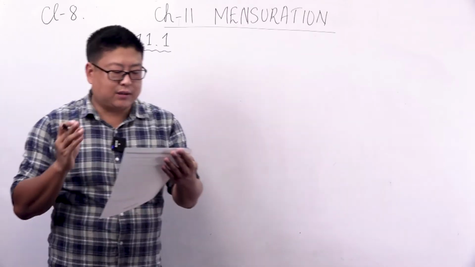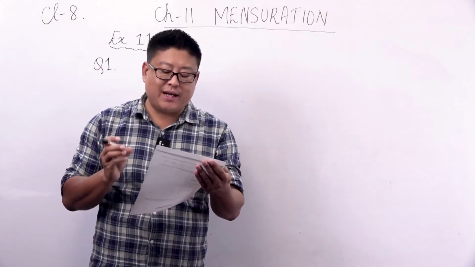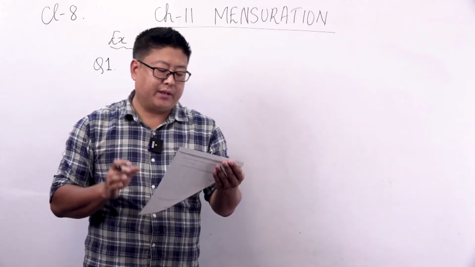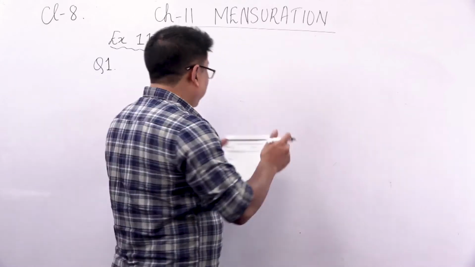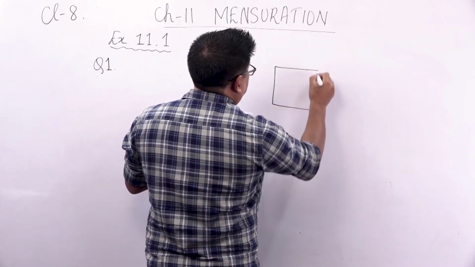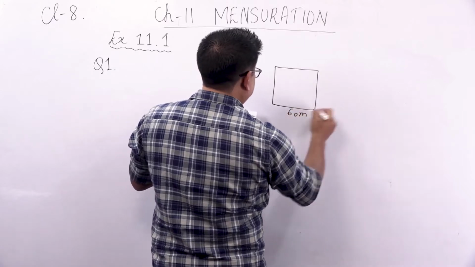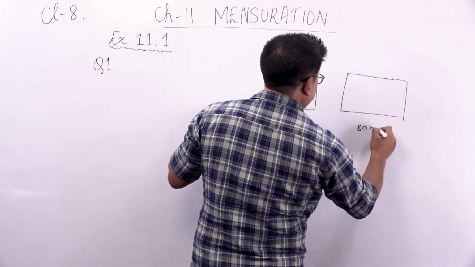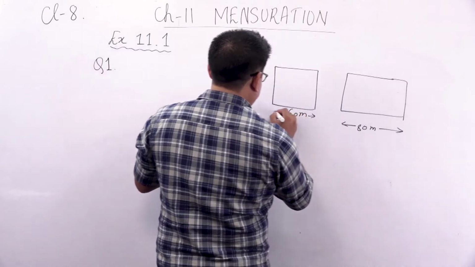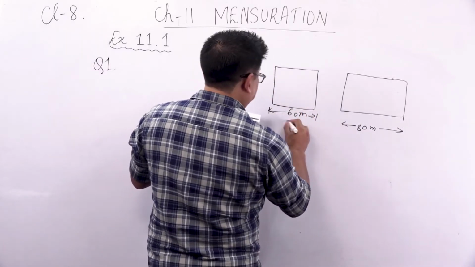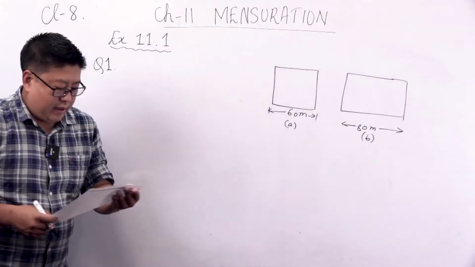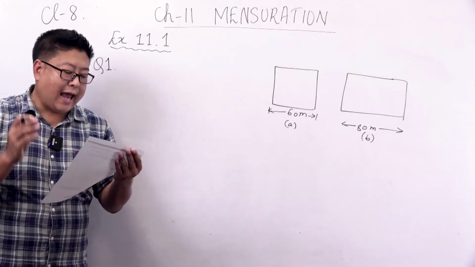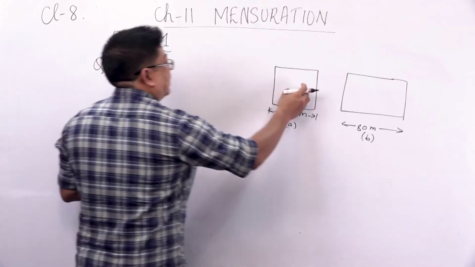Question 1. A square and a rectangle field with measurements as given in the figure. The figure is already given in the textbook. Have the same perimeter. Which field has a larger area? Now they have the same perimeter. The figure given is this, and one is a square, one is a rectangle. So the question is given in this manner: A, B. Now they are asking which field has a larger area, this or this.